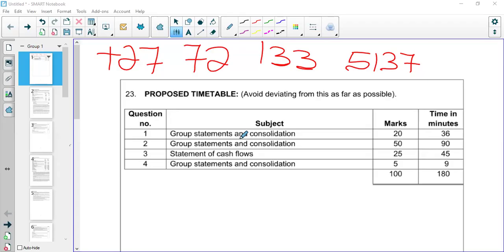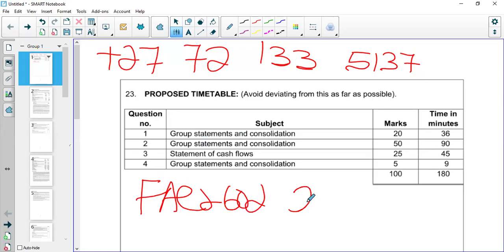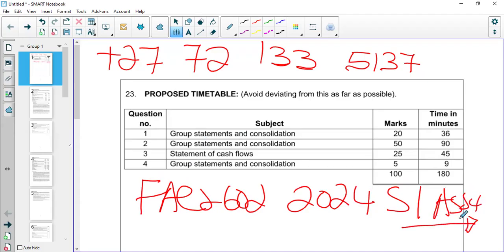All right, welcome again. Now we're going to focus on FAC2602, the 2024 paper, semester 1, assessment 4. If you can get that paper, if you would like a hard copy, and go through that, then that can help. Otherwise, you can just try to follow the principles as we explain them in here.